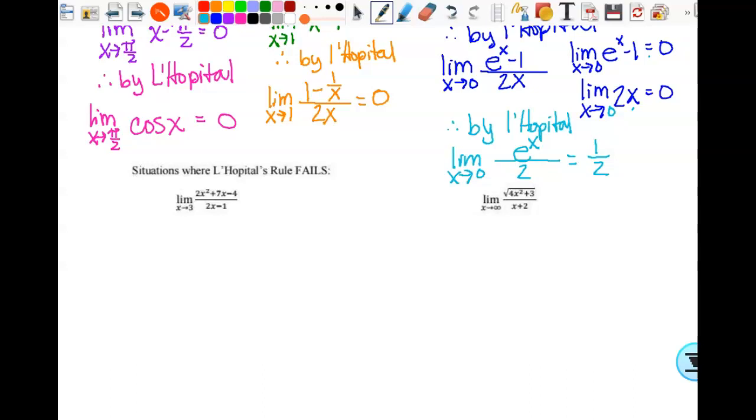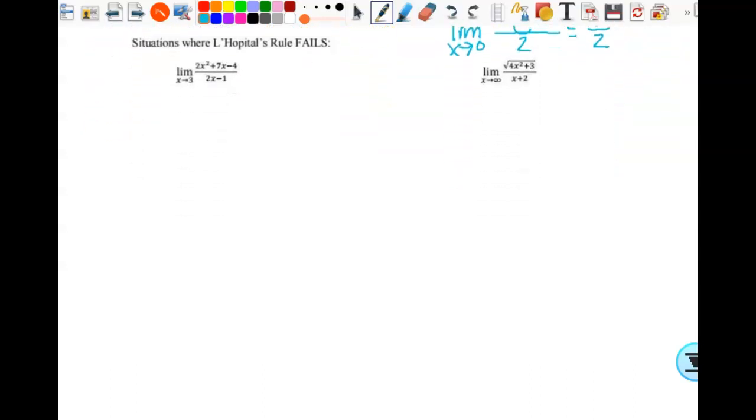We good? All right. So let's see some examples of where L'Hopital's rule fails to work. So we're going to split this again. So the limit as x approaches 3 of 2x squared plus 7x minus 4 equals, and the limit as x approaches 3 of 2x minus 1 equals. So when you substitute 3 in the numerator, what do you get?